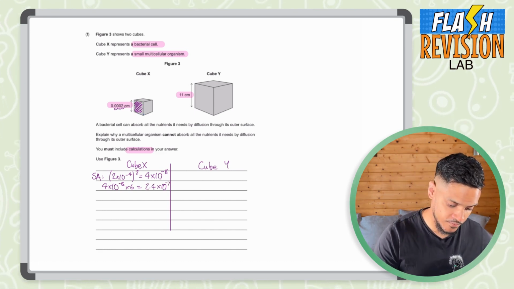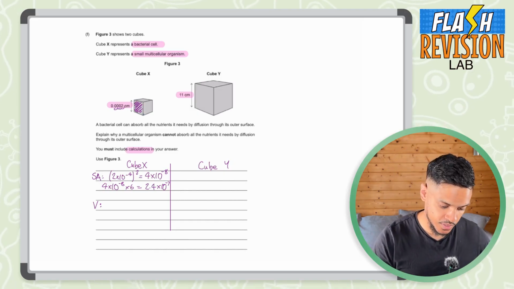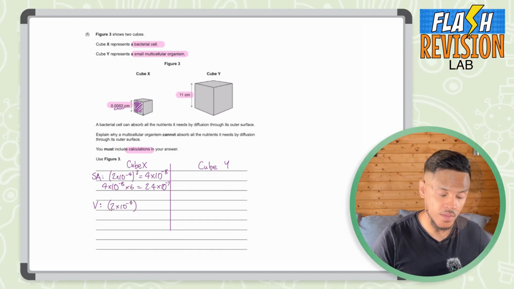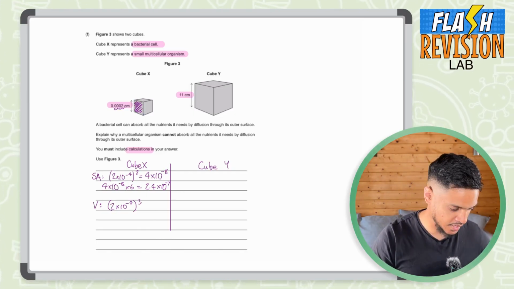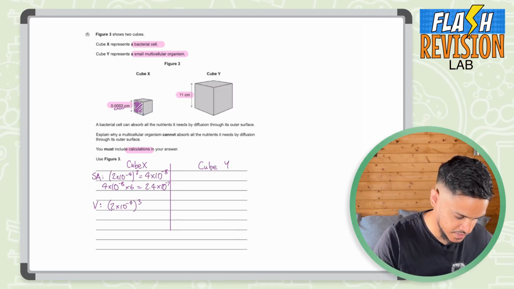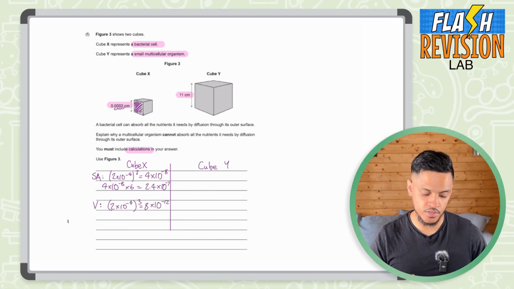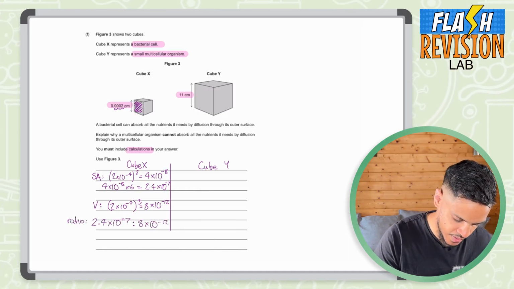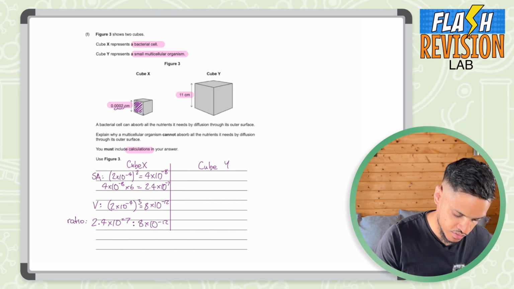Now let's work out volume. So volume is length times width times height. So we're going to get that 2 times 10 to the minus 4. And we're going to multiply it 3 times. So I'm just going to write cubed. So in our calculator, that's what we're going to write. And when you do that, you should get an answer of 8 times 10 to the minus 12. So our surface area to volume ratio of cube X is 2.4 times 10 to the minus 7 to 8 times 10 to the minus 12.